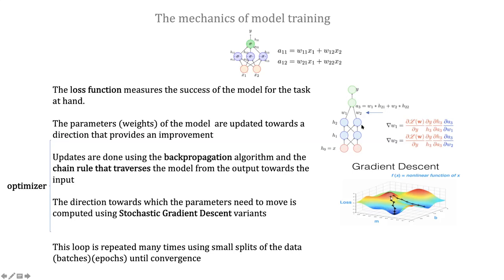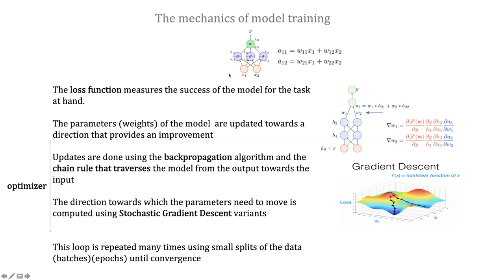So for example, if in this simple model here that goes from input to output, you had to update those parameters here, W1 and W2, this would be how you would do it. You'd have to calculate the gradients of those parameters relative to the loss, assuming that you already knew the gradient for the subsequent parameters. Okay, so this is the basic idea. You try to update the weights of the model towards a direction that provides an improvement relative to the loss function that you have specified.